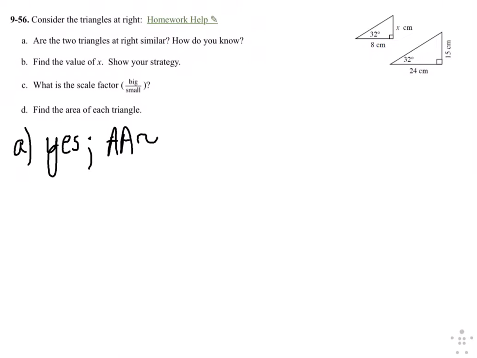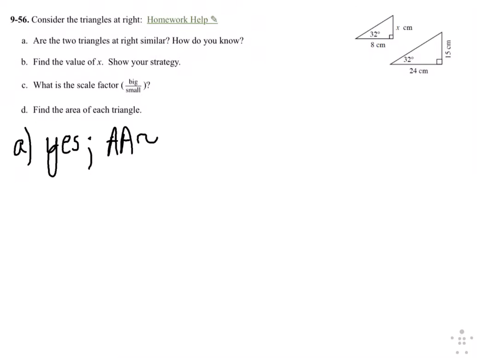Which means angle-angle similarity. In this class, you would have to write out, since two of the angles are the same measure, the third angle is the same measure, and therefore, if all three angles are the same measure, the triangles have the same shape and are similar.